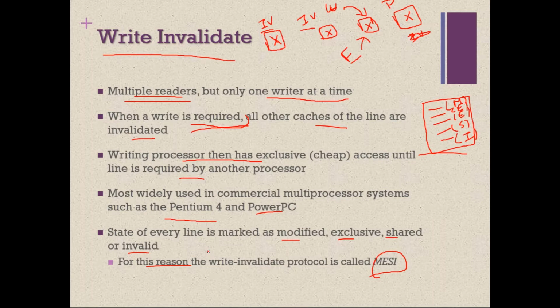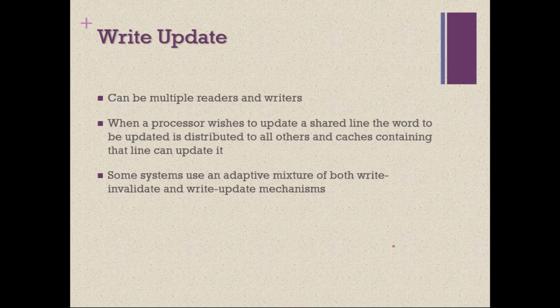This write invalidate concept is used in Pentium 4 and PowerPC processors. In the write invalidate protocol, every line in the cache will be in any one of the four states: either modified, exclusive, shared, or invalid. So this protocol is otherwise called the MESI, messy protocol. Fine. The next type of protocol under Snoopy is write update.